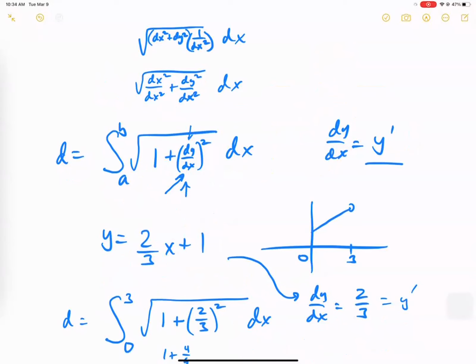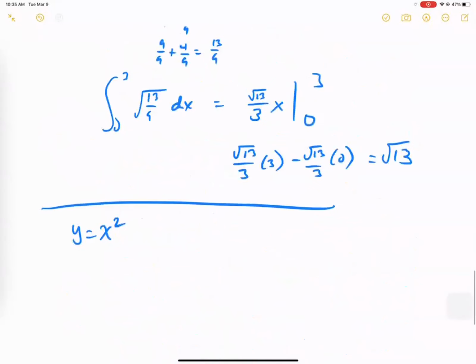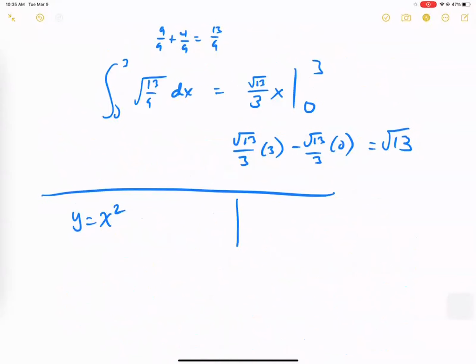All right, so let's use this example here, and we're going to blow it up into x squared. Now, we all know what the x squared graph looks like. That's what it looks like. And we're going to find the length of the curve between 0 and 2.